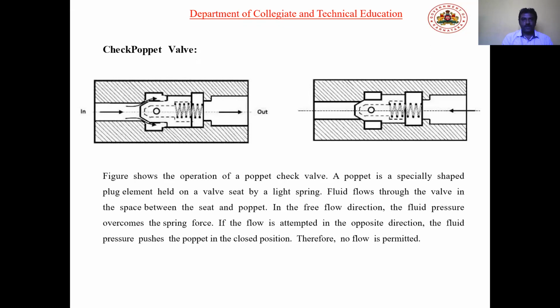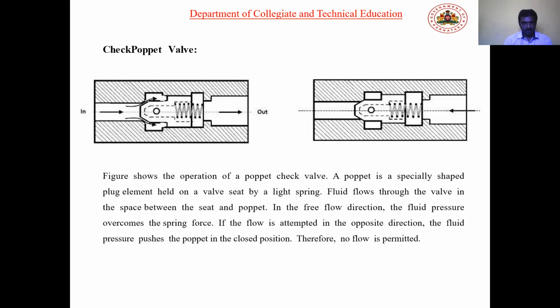So this figure shows the poppet type check valve. Two positions are shown for the valve. A poppet is nothing but a specially shaped plug element, an element held on a valve seat. Initially this poppet is held on the valve seat by a light spring attached to it. In the first figure, the fluid flows through the valve in the space between the seat and poppet, from left side to right side. So there is a free flow from left to right.